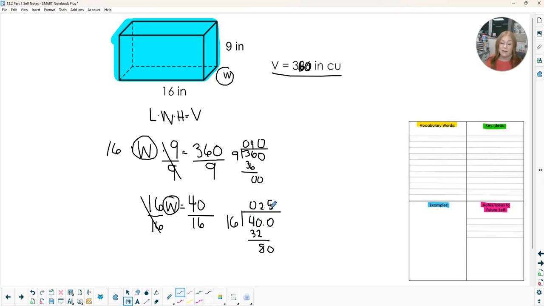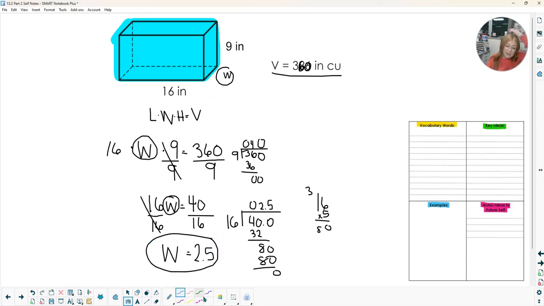16 times 5 should be 80. Let's just double check if my math is correct. So there's 30, 5, 6, 7, 8 went in there perfect 80 times. So nothing left over. Now our answer is not 25. 16 times 25 is not 40. We have that decimal we've got to get in there. W equals 2.5. Oh, and I need my label, 2.5 inches.